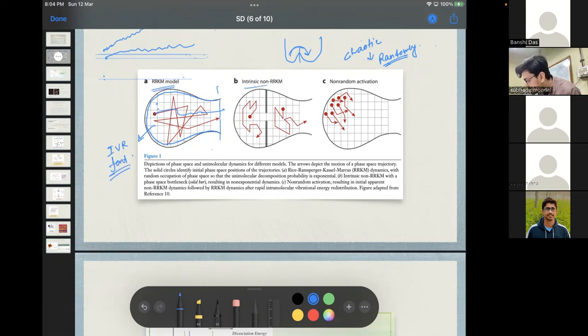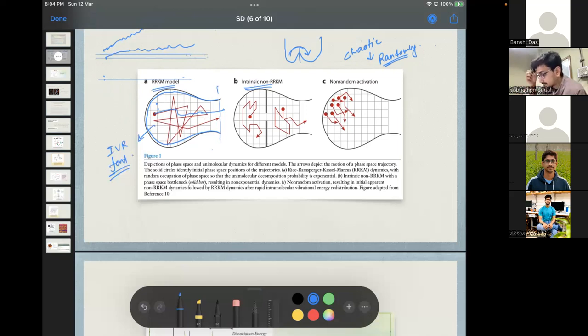But intrinsic non-RRChem means, let's say in the Subhadip, yeah. Just a second. So these different vibrational modes are orthogonal modes. Yes, orthogonal modes. Yes, okay.